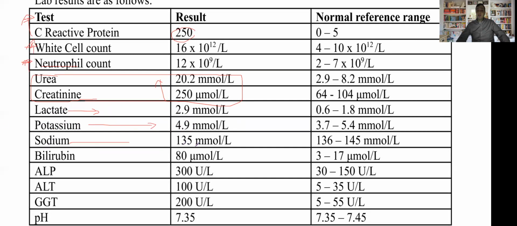Sodium is 135. It is on the low side. So the patient has hyponatremia, most likely because of hypovolemia, because of ongoing vomiting. Bilirubin is 80 micromole per liter. So here we have a marked increase in bilirubin. So the patient has hyperbilirubinemia.